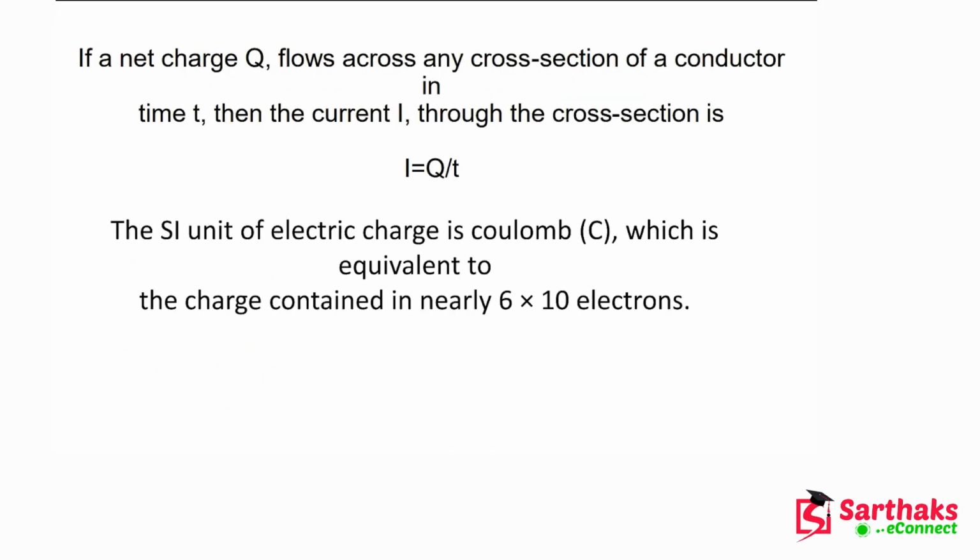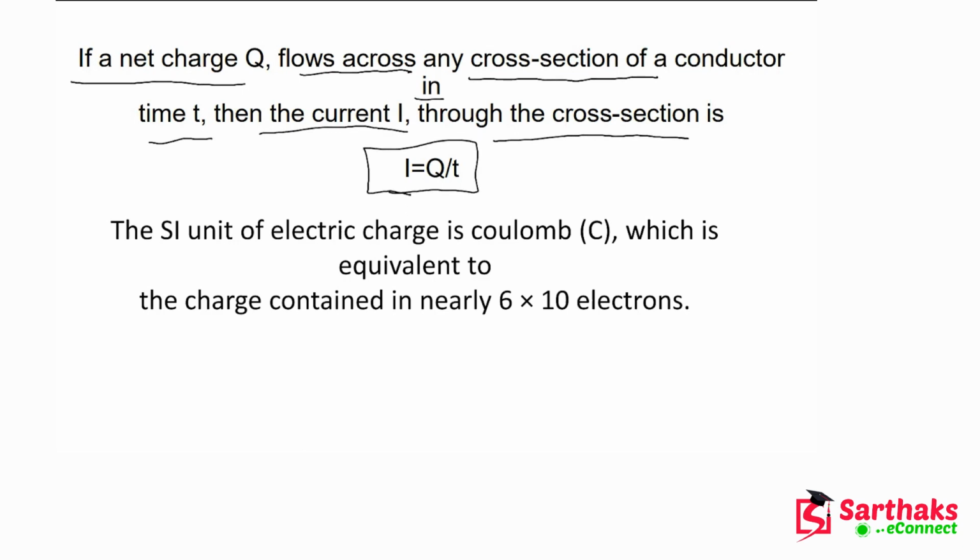Okay, so here we are. If a net charge Q flows across any cross section of a conductor in time t, then the current I through the cross section is I = Q/t. So basically, this is the formula which I told you in the previous slides, that the flow of charges is known as current, or in other words, the rate of flow of charges is known as current.